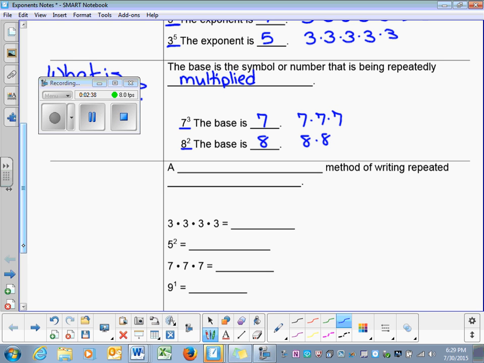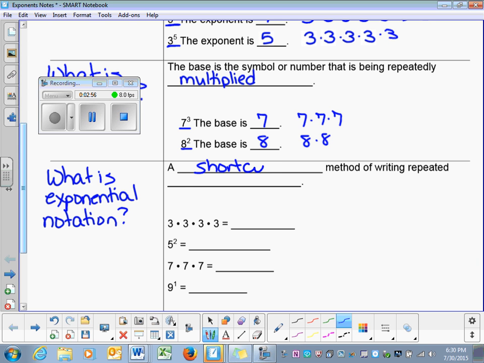So, what is exponential notation? Well, it's a shortcut method of writing repeated multiplication. I don't want to write 3 times 3, 17 times. I want to write 3 to the 17th power. It's much shorter, it's much faster, and I'm much less likely to make a mistake.